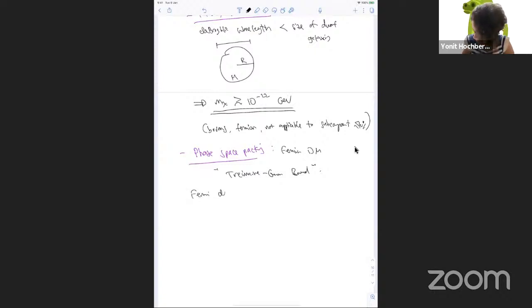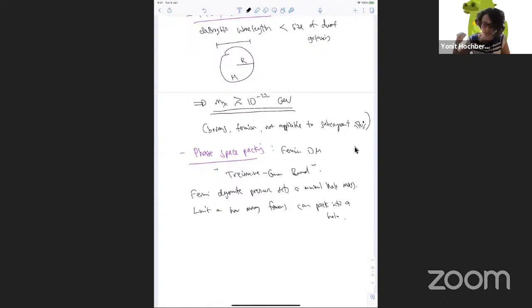So Fermi degenerate pressure sets a minimal halo mass. Or maybe said another way, there's a limit, right? Because fermions are fermions, there's a limit on how many fermions I can stuff into a halo. So there's a limit on how many fermions I can pack into a halo. That's why it's called phase space packing.